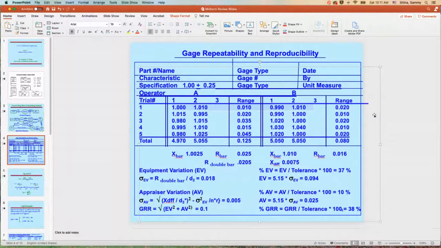Okay, so that's the GR&R problem. So I'm going to give you not a lot of parts, probably 2 or 3 parts, so that you don't have to get involved in the math and all that. So you do that.